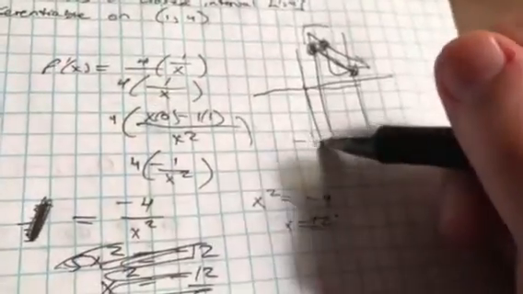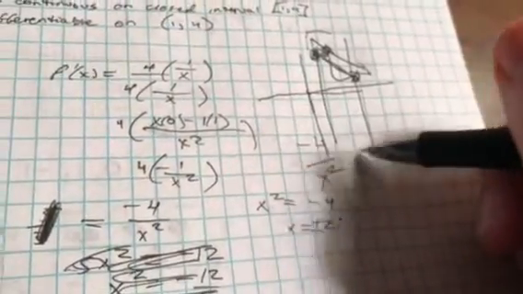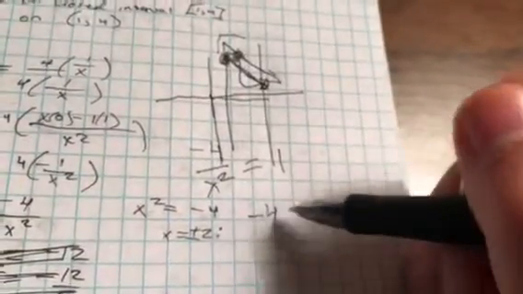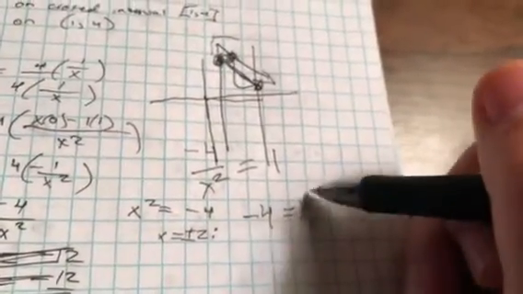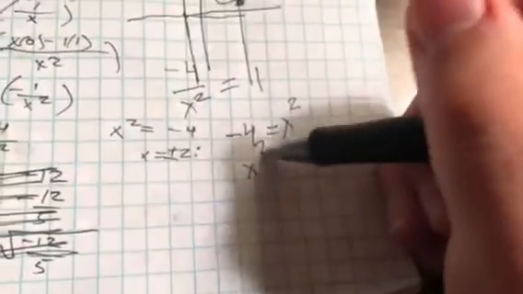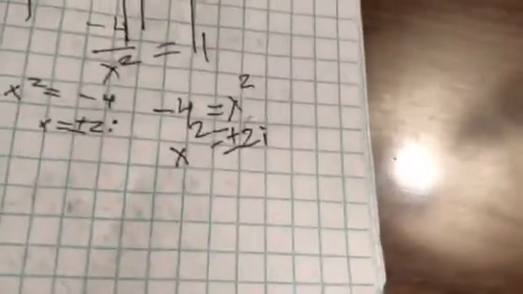Negative 4 over x squared equals 1. So we multiply this out and we get negative 4 equals x squared. x equals positive or negative 2i. And what we can do with that 2i is plug it back into the original function, and we can get the point where the derivative is equal to the average rate of change.